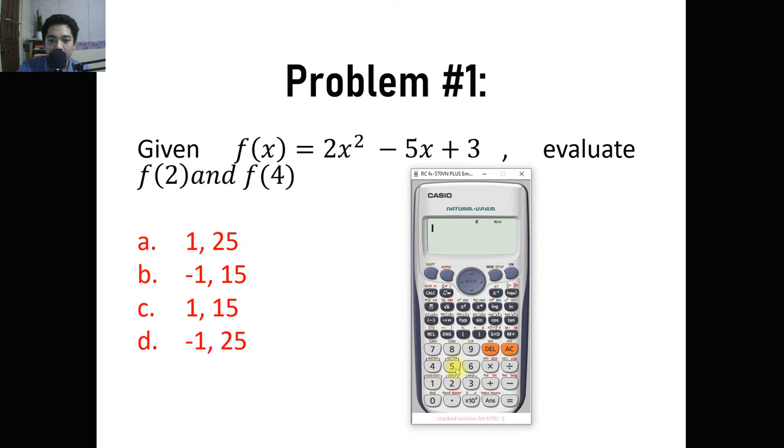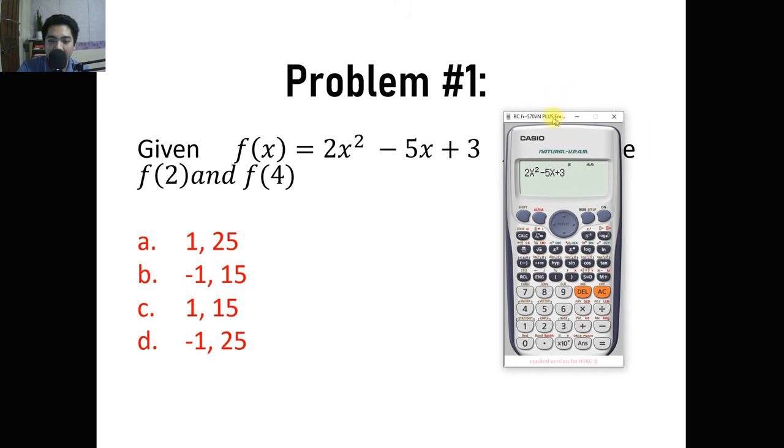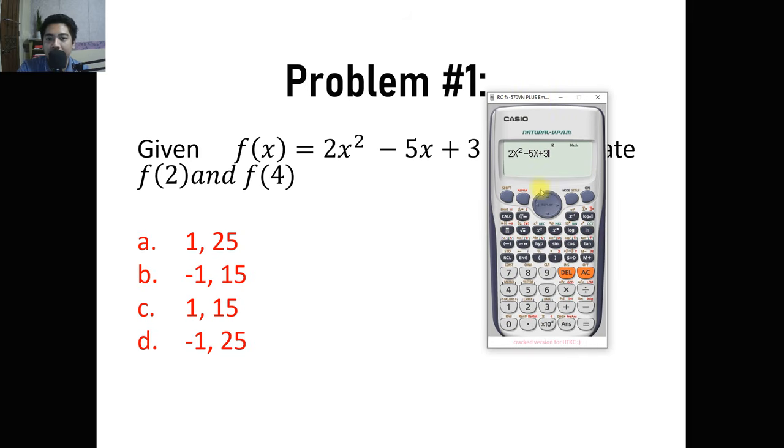First, we input 2, and then alpha again, X. But this is squared, so I'll simply press this key. It's automatic, it will be 2x squared. Then minus 5, and then alpha again because I will be inputting x again, and then plus 3. Therefore, we have now written the equation in our calculator.